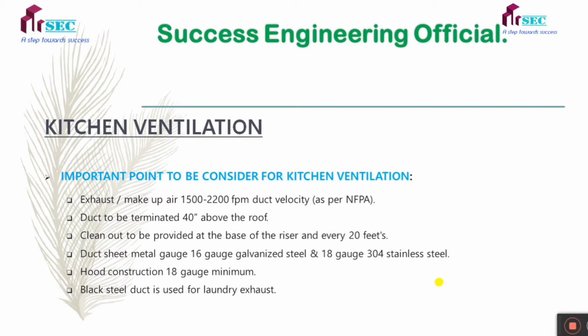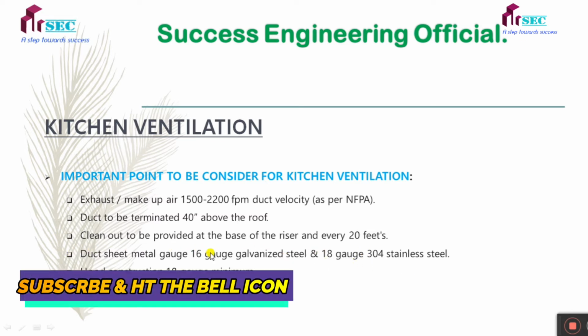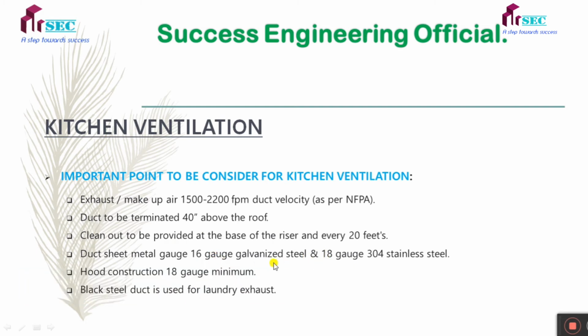Next point is duct sheet metal gauge should be 16 gauge galvanized steel or 18 gauge 304 stainless steel. It is about the materials of the duct. It should be galvanized or SS 304, 16 gauge to 18 gauge. And hood construction should be 18 gauge minimum. The material of the hood should be 18 gauge minimum.